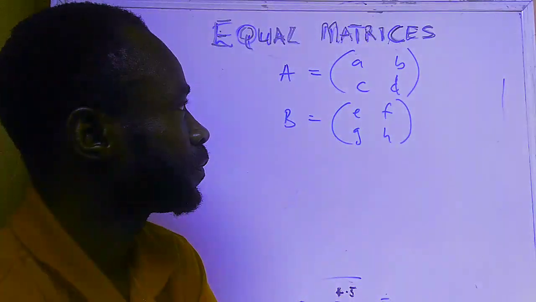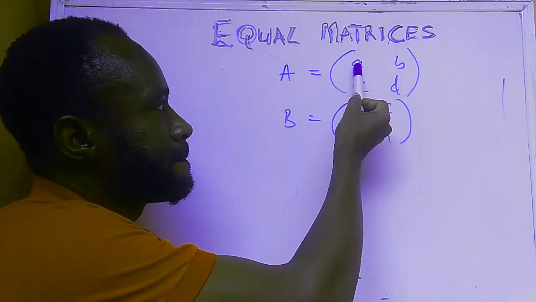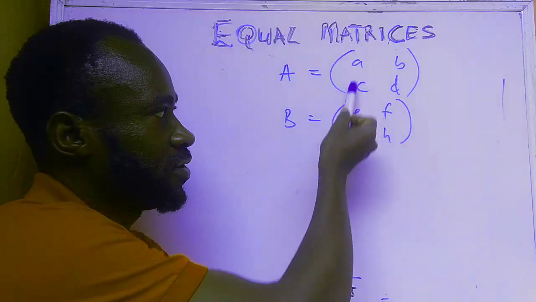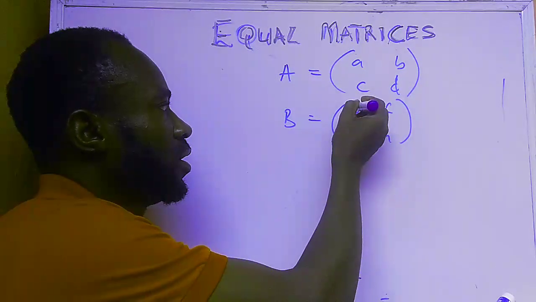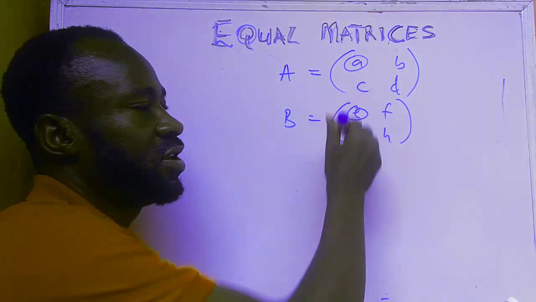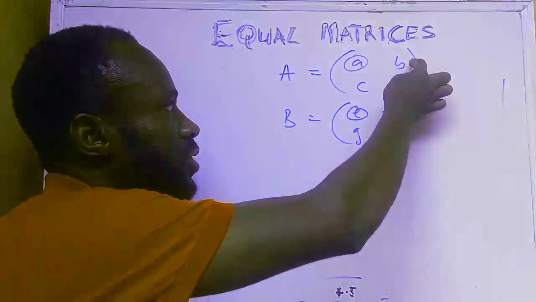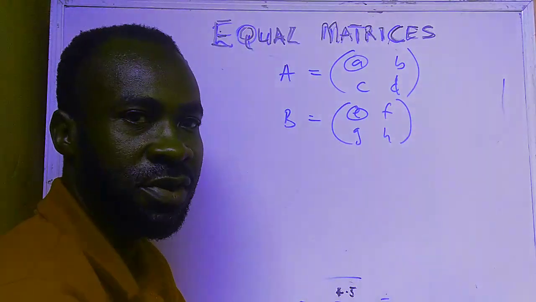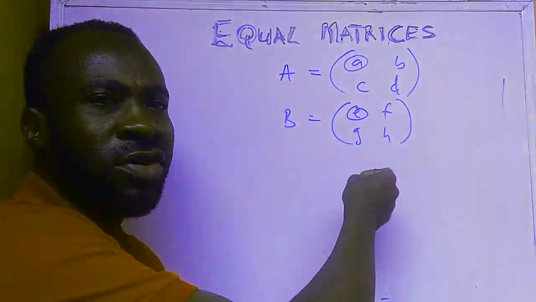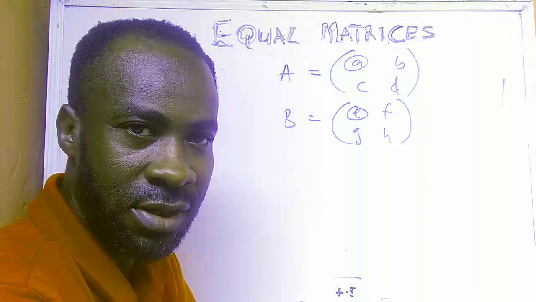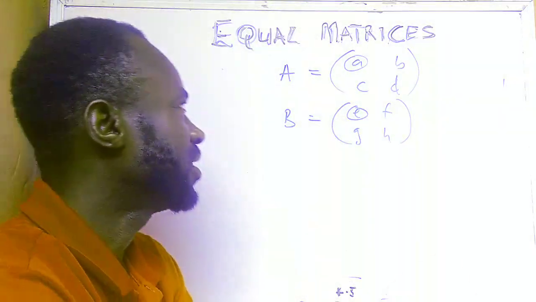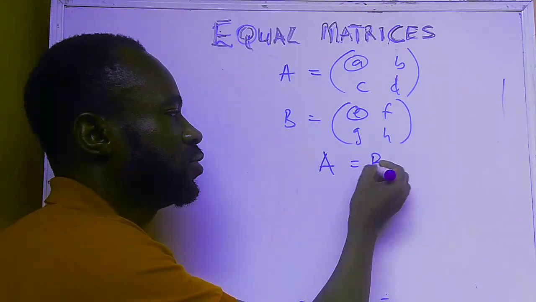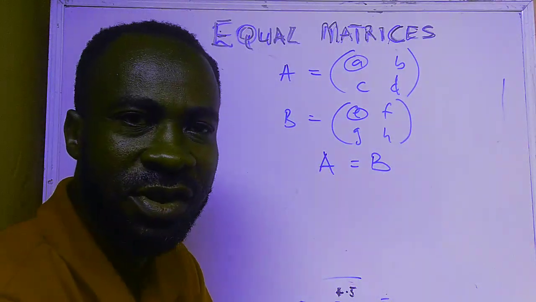For example, you can see this A here and this E, they are in the same position. They are occupying the first row and first column. So A and E correspond. Similarly, B and F correspond, C and G correspond, and D and H correspond. Whenever these corresponding elements are equal, then we can say that matrix A is equal to B. So that is the only condition.